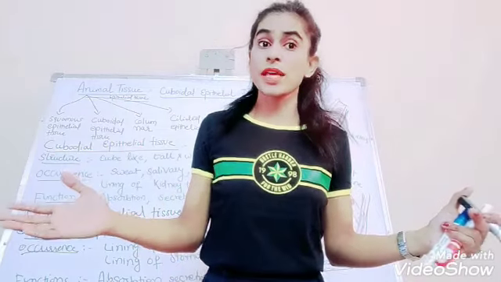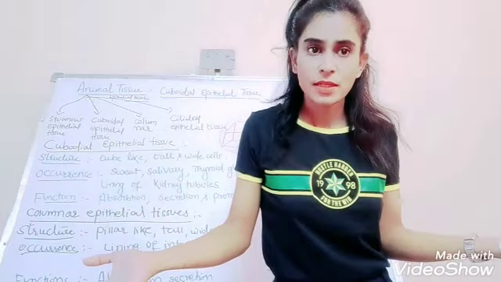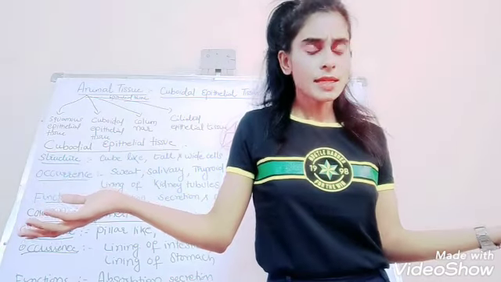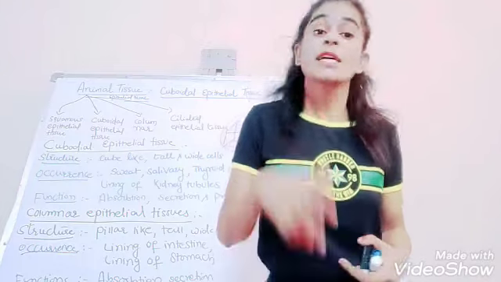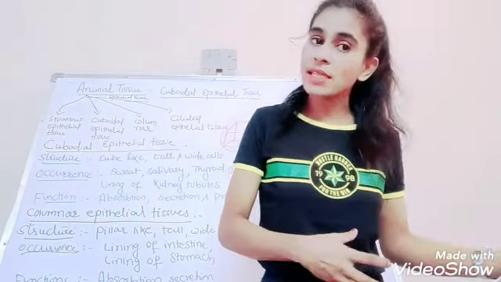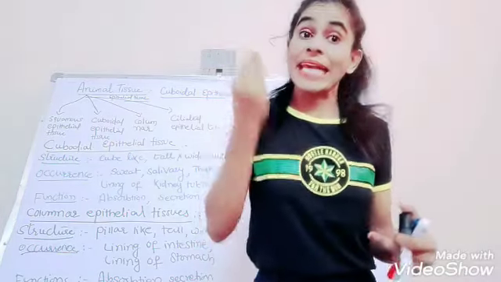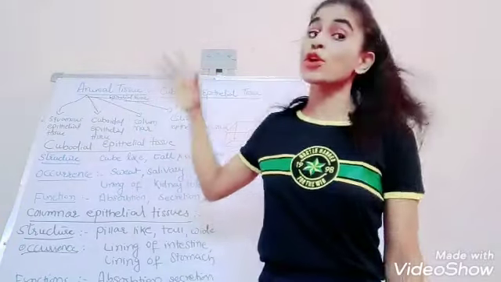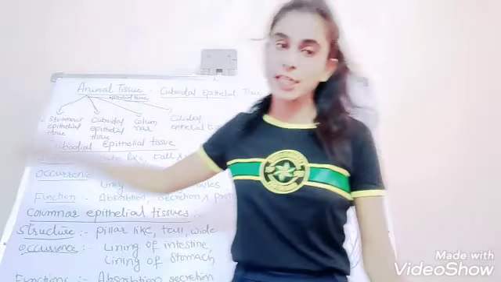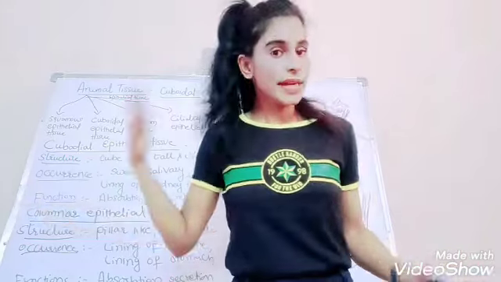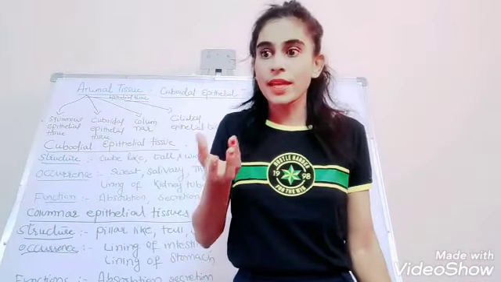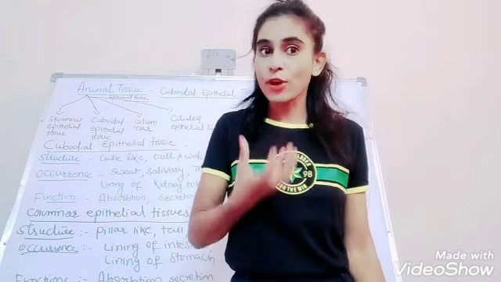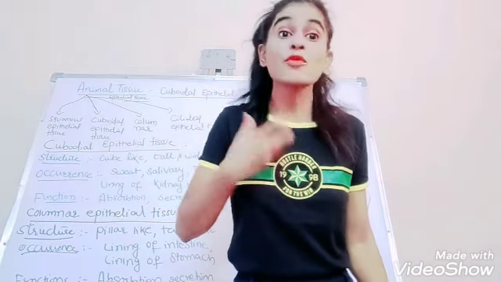But now the question is, where are they found? Sweat glands. You know, they secrete sweat in our body. So the sweat gland is made up of cuboidal epithelial tissue. And then salivary glands, saliva. When something very tasty comes across us, we start salivating, we start watering.